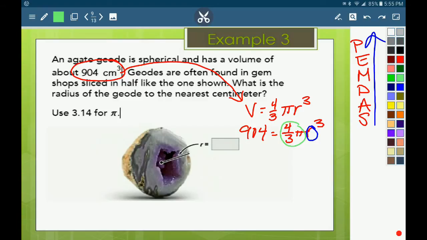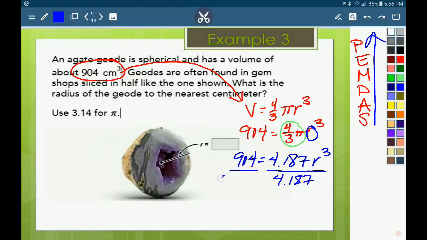So now I have 904 is equal to 4.18, and I'm going to round this because it says 6 all the way to a rounded 7, so 4.187 r cubed. So now we just need to get rid of that 4.187 by dividing it off.